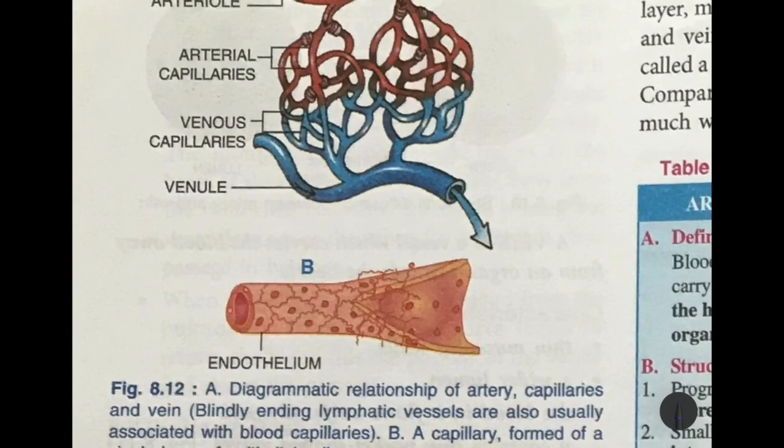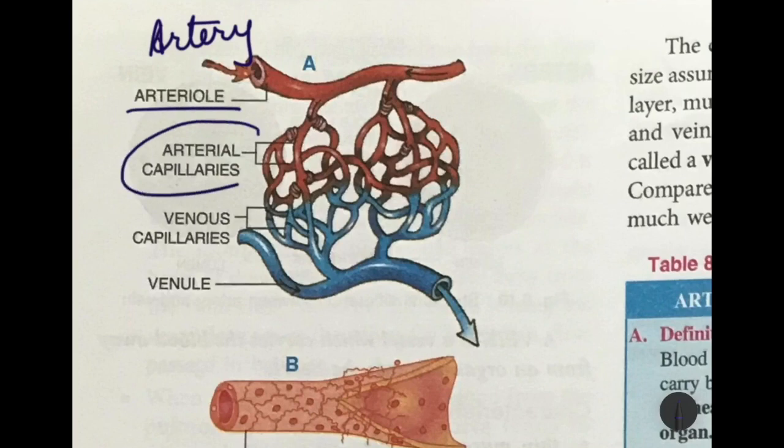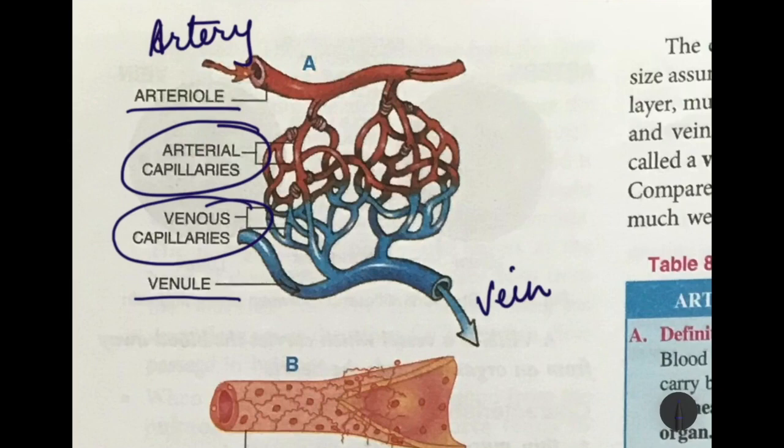Okay, so this diagram shows you how the artery breaks up into arterioles first, and then the arterioles break up into arterial capillaries, and then the arterial capillaries combine with the venous capillaries, and the venous capillaries form the venule, and the venule goes and joins the vein. So here in between you have the organ. It may be any organ, it may be the liver, it may be the spleen.